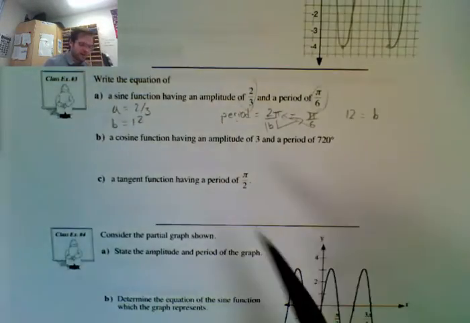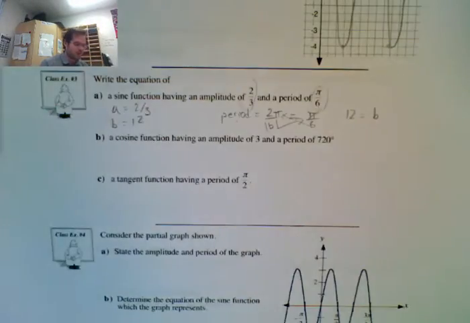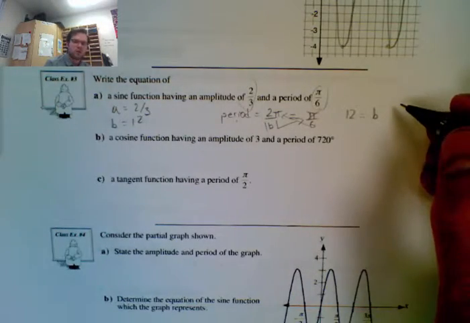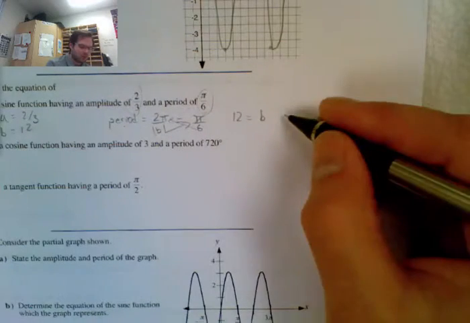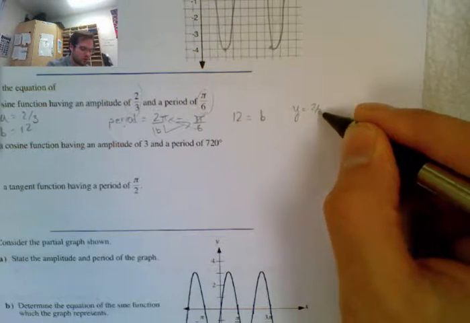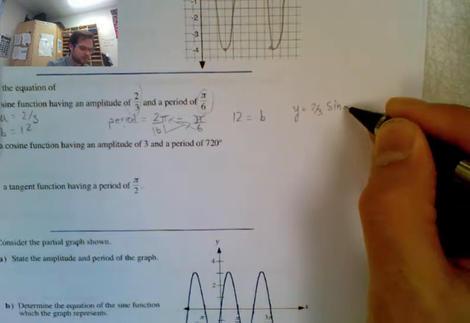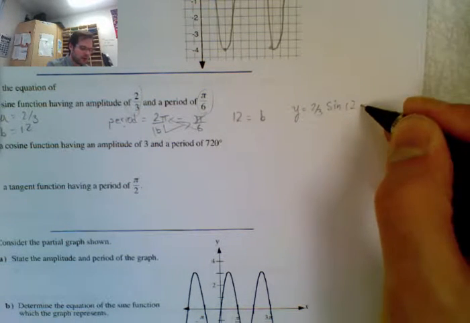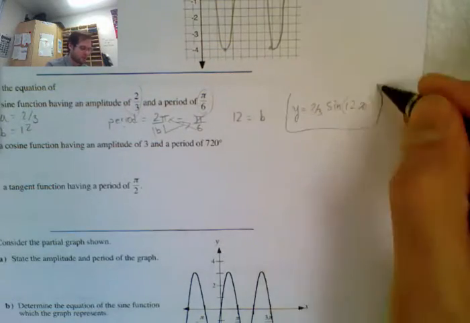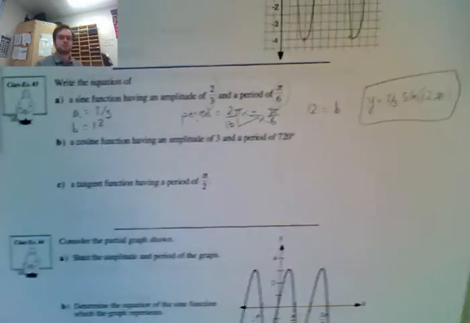And I have a is 2 over 3. So if I want to write this out, it's a sine function. We're going to have y is equal to 2 over 3 sine 12x. Okay, and that will be my answer.